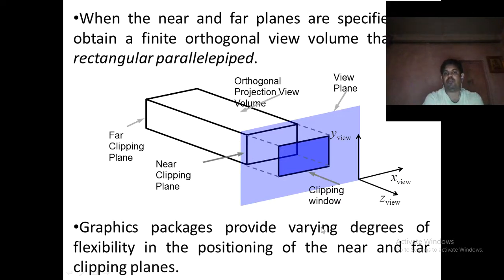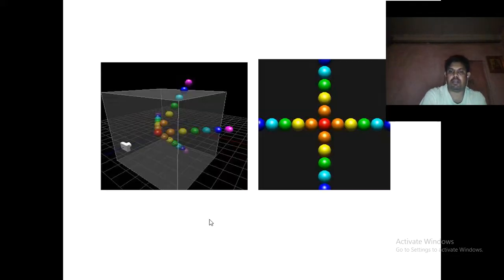Graphics packages provide varying degrees of flexibility in the position of the near and far clipping planes. That means the near and far clipping planes can be adjusted. Sometimes the clipping window may come in between the near and far planes. There is flexibility for adjusting the clipping window; it is not compulsory that it must always be in front of your view plane. That flexibility is there in clipping in OpenGL.